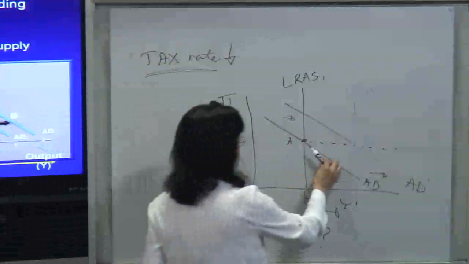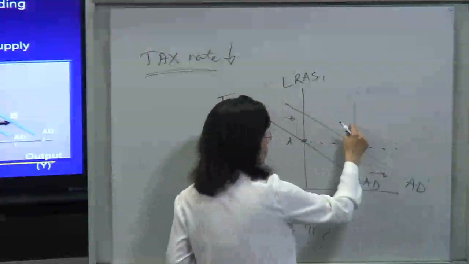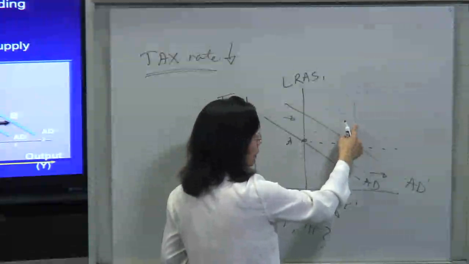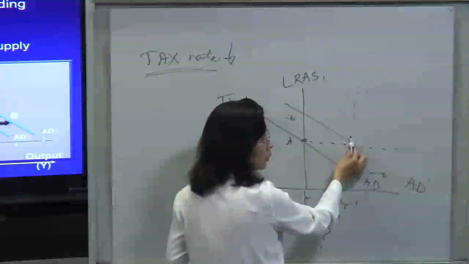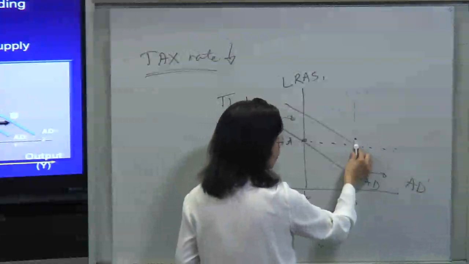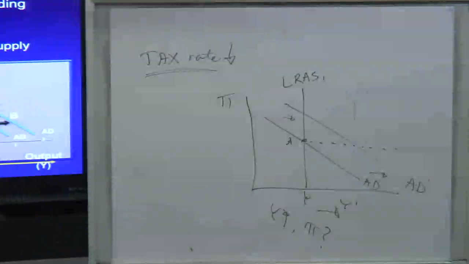It looks like if the AD curve effect is larger, it will move more to the right and intersect at a higher inflation rate. But if this one is more, the impact is larger, and you shift the vertical line more to the right, it will intersect here, then your inflation rate will be lower.